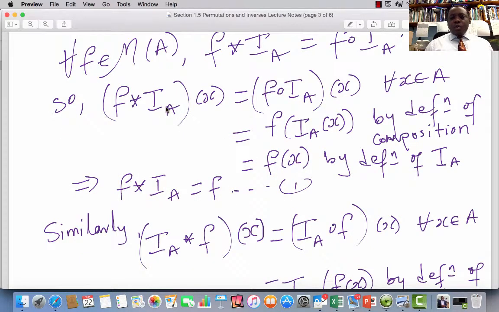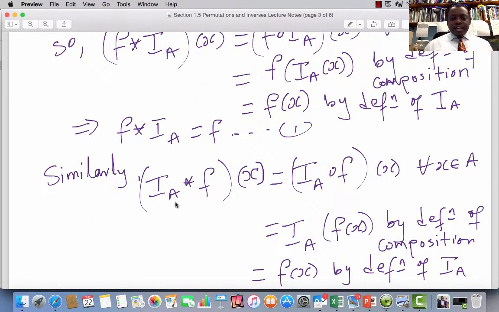Now, since this holds for every x in A, remember, two functions are equal if and only if they agree at every point in their domain. Since this holds for every x in A, we can conclude that f composed with I_A, which is f star I_A, equals f. We now just have to verify that I_A star f equals f. Then we would conclude that I_A is actually the identity in M_A.